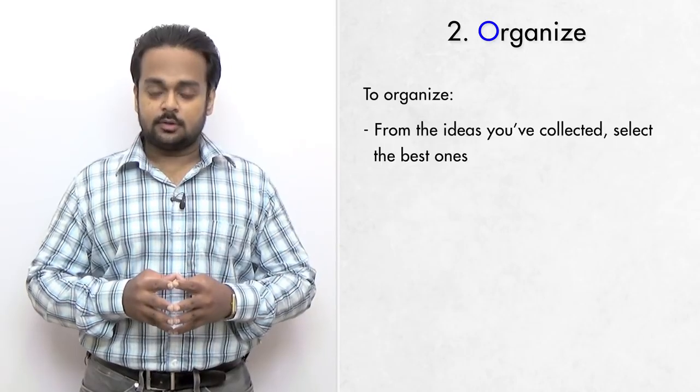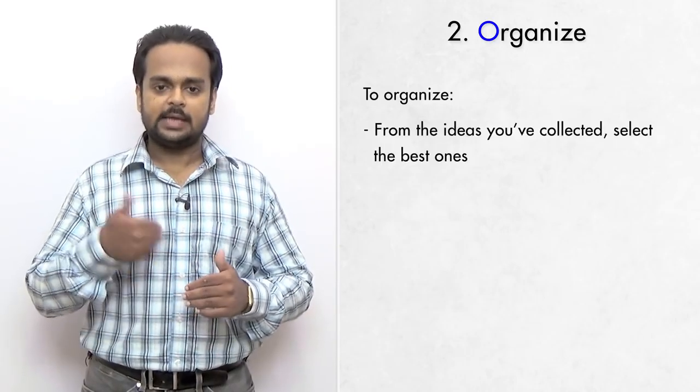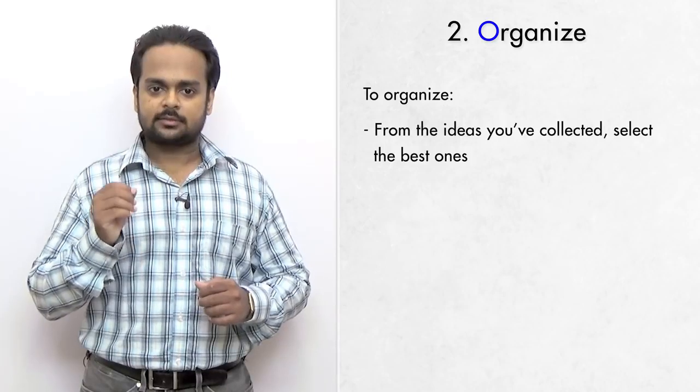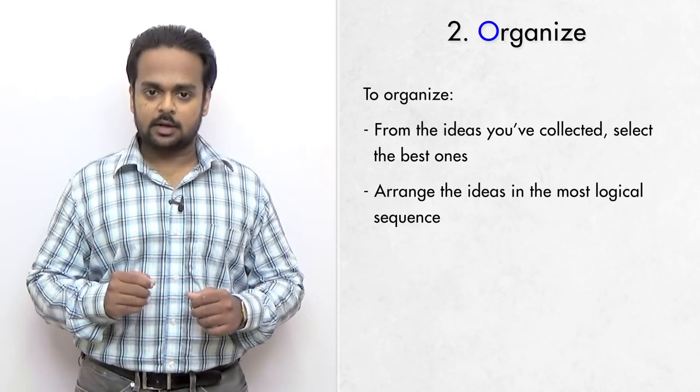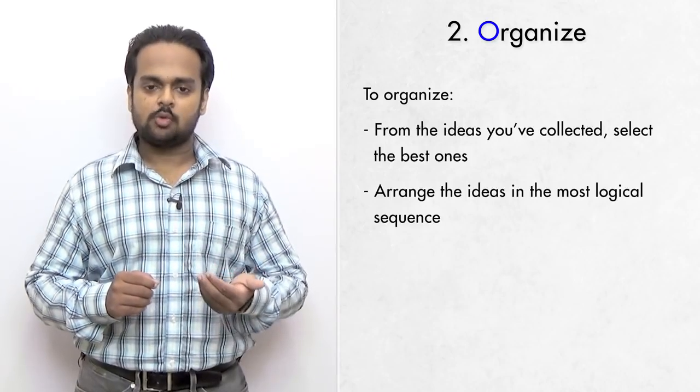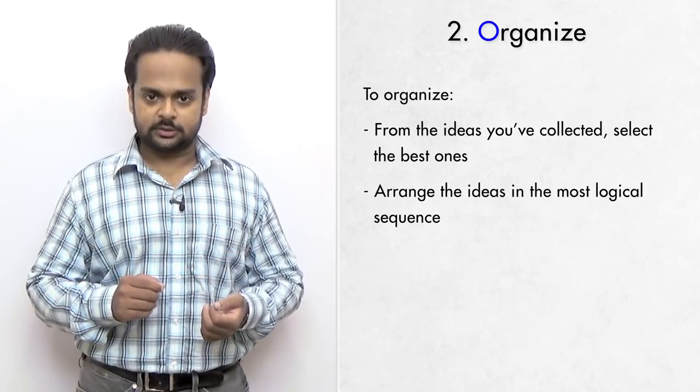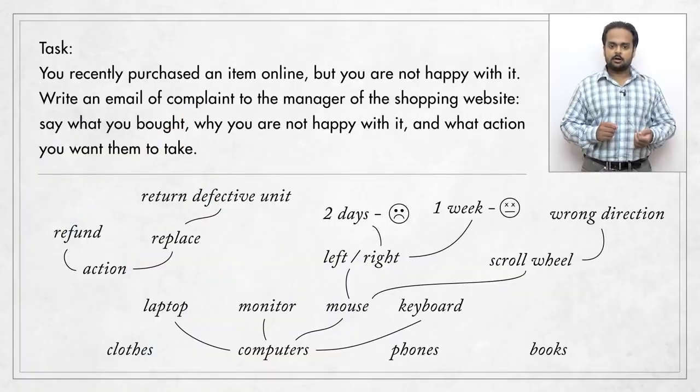So in this stage, the first thing you do is go to the ideas you've collected and select the best ones. After that, you take those ideas and arrange them in the most logical sequence. So here, we're back with our ideas for the complaint email. It's easy to see which ideas we want to keep: the mouse, the right-click button with its two problems, the scroll wheel, and the request to replace it. When you do this on paper, you can underline the ideas you are selecting.